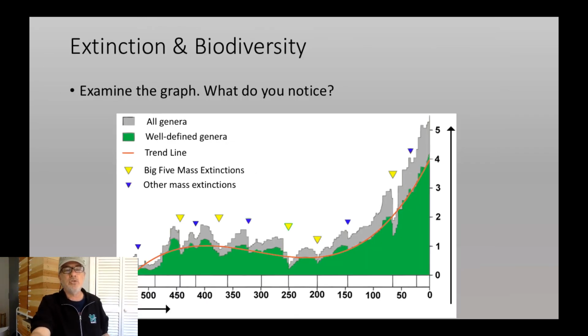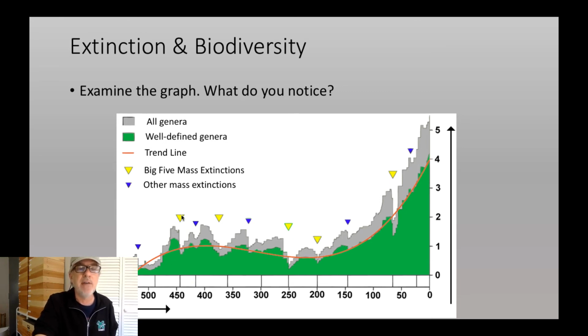If we look at this graph, what do you notice? And you can see here that the gray are the number of genera in the fossil record, and the green is the number of well-defined genera, in other words, things that are well known in the fossil record. And what you'll notice is they go up and down in the fossil record. And what this has allowed us to figure out is that these triangles represent periods of mass extinction.